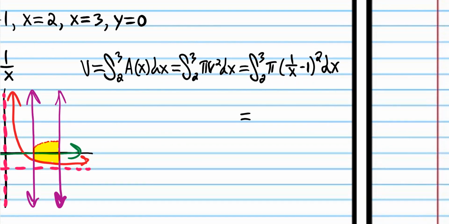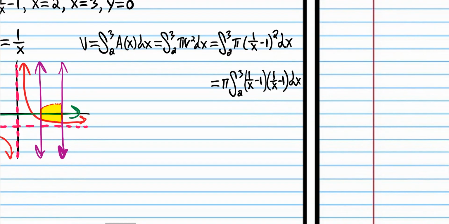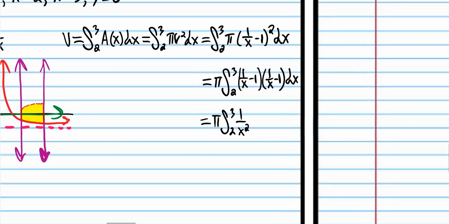Okay, so we're going to have to use FOIL, and I'm going to take the pi out of the integral. So we're going to multiply 1 over x minus 1 times 1 over x minus 1. And we're going to multiply the first terms, which are these blue terms. 1 over x times 1 over x is 1 over x squared.